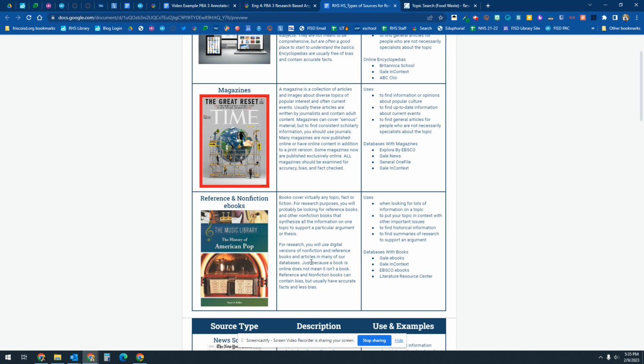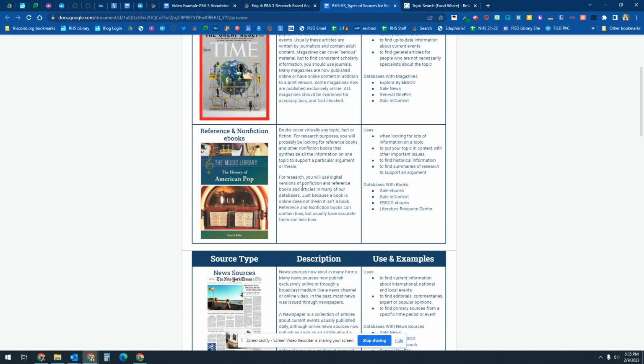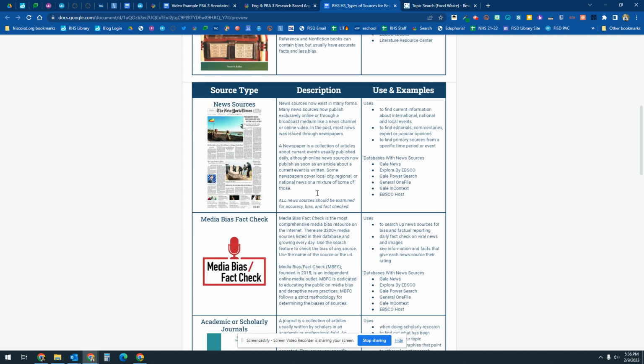Okay. Reference and nonfiction ebooks. These can contain bias, but they have mainly facts, and they have a lot less bias. And so they basically synthesize information and support information by topic. Okay, and then you've got your news sources.